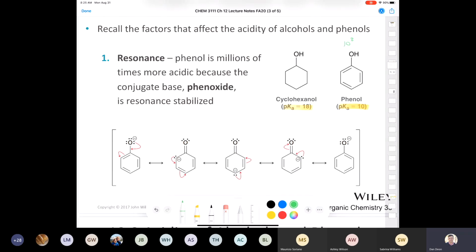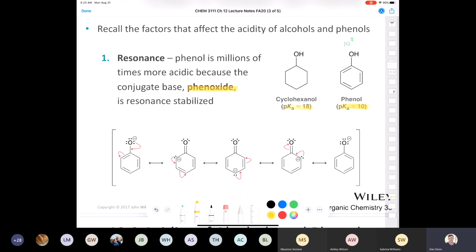Anyhow, and why is that? It's because when we draw the conjugate base of phenol, which is called a phenoxide, we can draw some beautiful resonance structures. They're all shown here, and I know that everybody who's listening to me right now, you're like, Mr. Deon, I could draw those in my sleep. Okay, cool. That's awesome. That makes me really happy. But you got to understand what those resonance structures demonstrate. They demonstrate that this negative charge is stabilized, right?